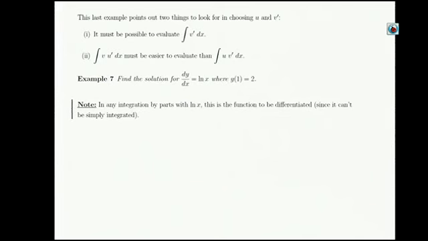The other thing is that second integral, so that's v times u prime, this one here, should be easier to evaluate than u v primed. So make sure after you've done that first line of working that the next integral you have to do is easier than the one you started with. Otherwise you're wasting time and going around in circles.